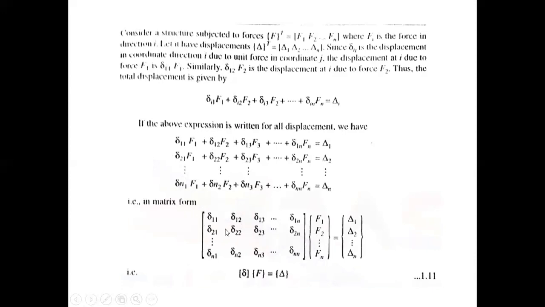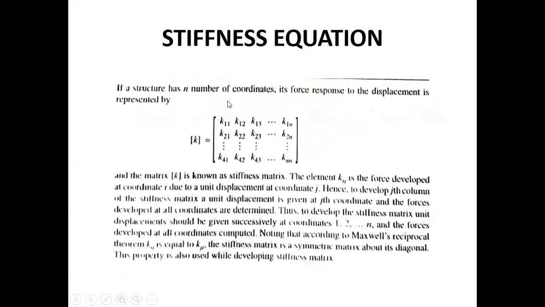Then again we'll break it into the two matrices. This is del 1 1, del 1 2, del 1 3, and this is f1, f2, fn, and this is delta 1, delta 2, and delta n. So we can simply write this as the del matrix, this as the force matrix, and this as the displacement matrix, that is delta matrix. So this is basically the flexibility equation, and we have derived this flexibility equation. In the next slide, we will quickly understand the stiffness equation.